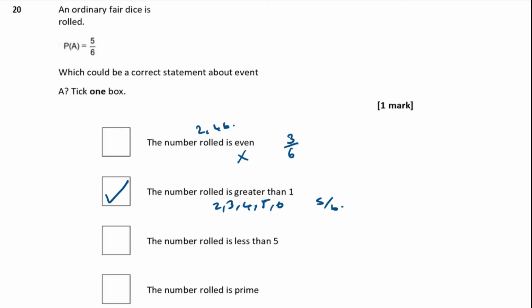Let's just double check the others. The number rolled is less than 5. Well, the numbers that are less than 5 are 1, 2, 3, and 4. There are only 4 of those, so that's 4 out of 6. And then finally, the number rolled is prime. The prime numbers on the dice: 2, 3, and 5. Only 3 of those. That's 3 out of 6. So yeah, that's the only one that meets the criteria: the number rolled is greater than 1.